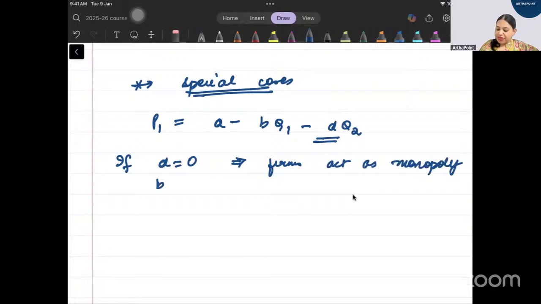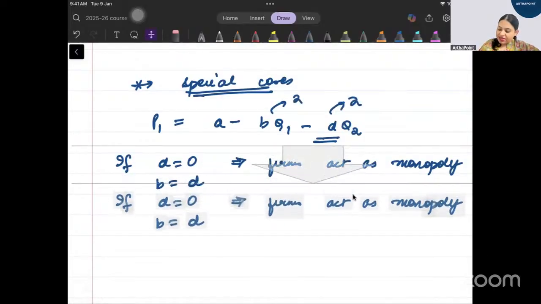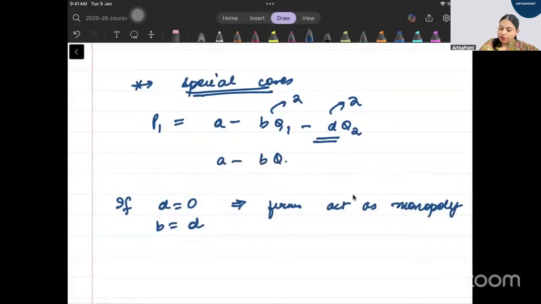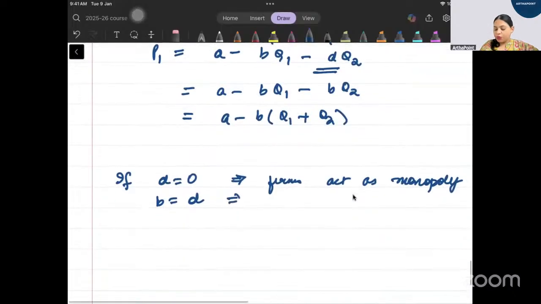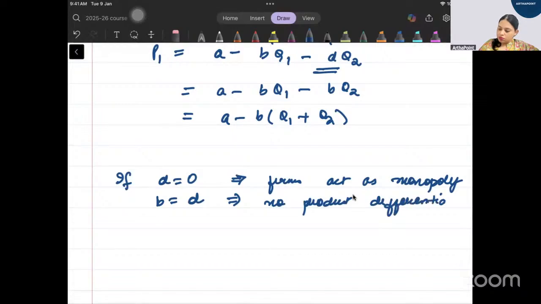Now, if B and D are equal, suppose this is also 2 and this is also 2. So if B and D are equal, it means I just have B with me because both are equal. So I can go ahead and take that B common and I'll get Q1 plus Q2. It means that it is no product differentiation. It's a homogeneous product market, right?